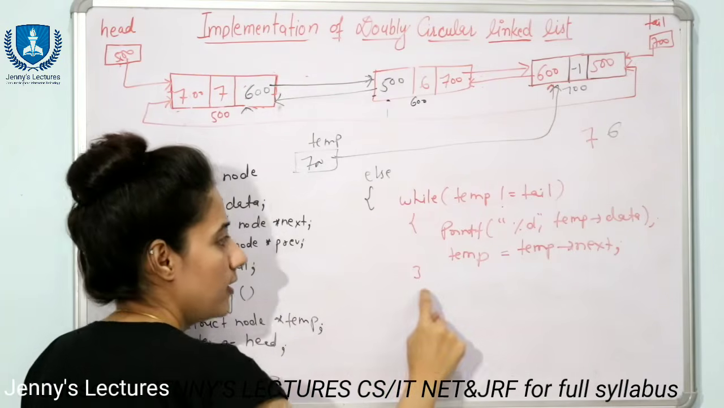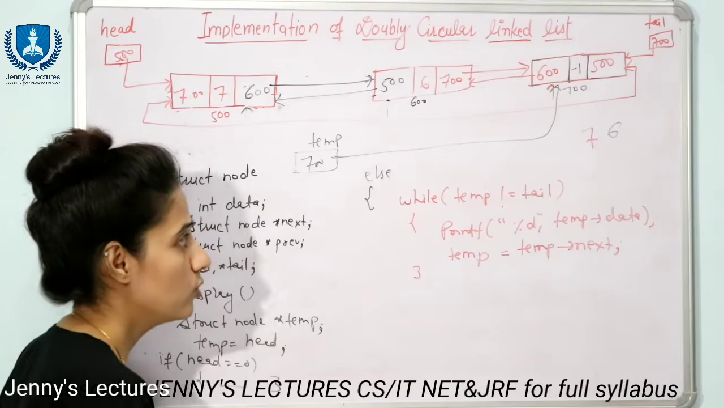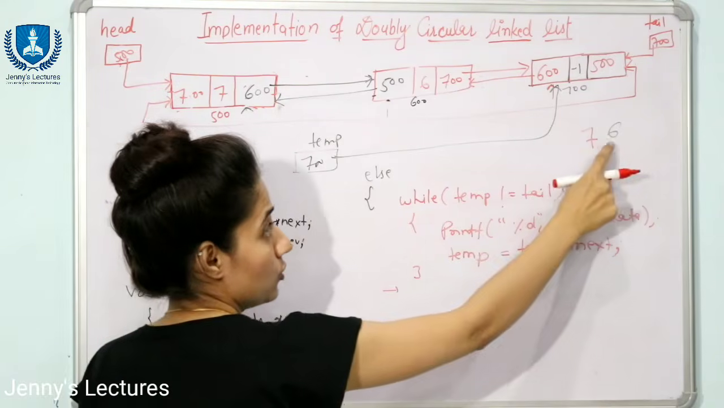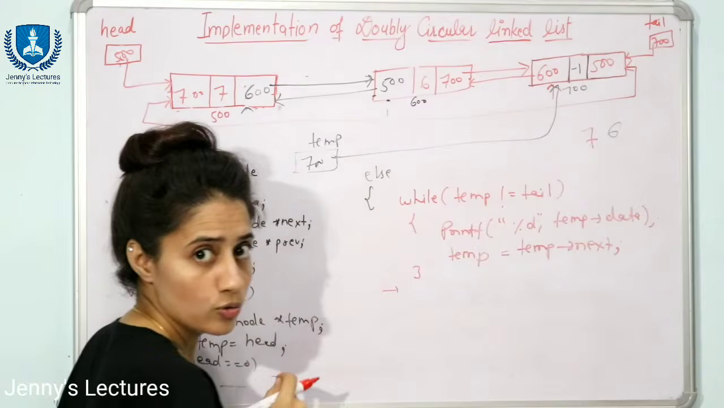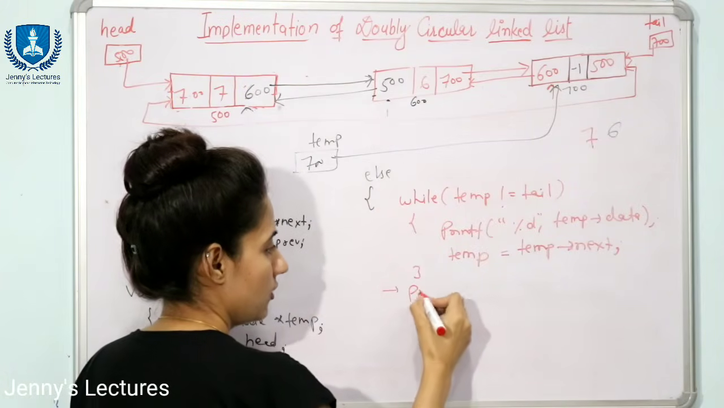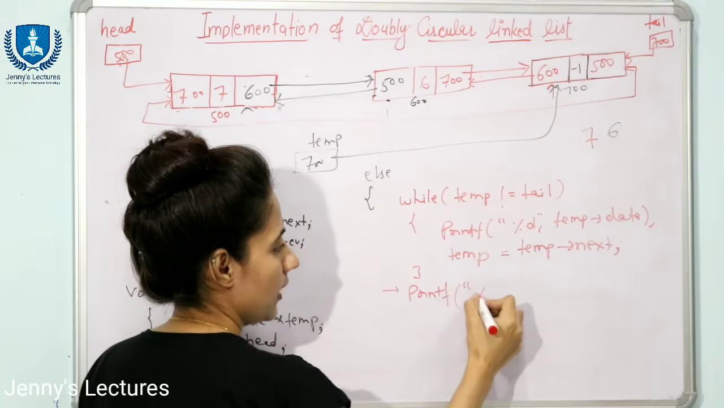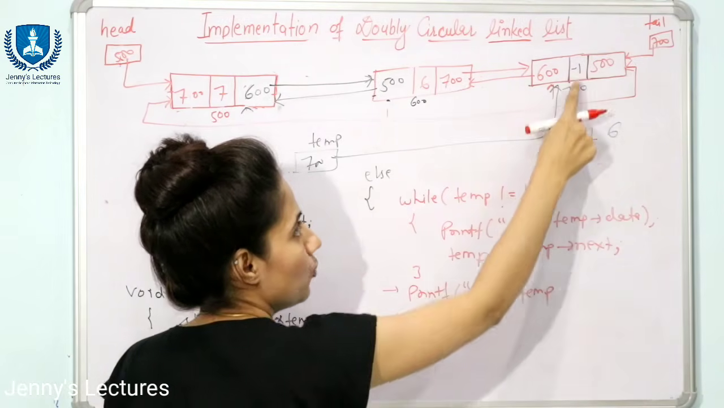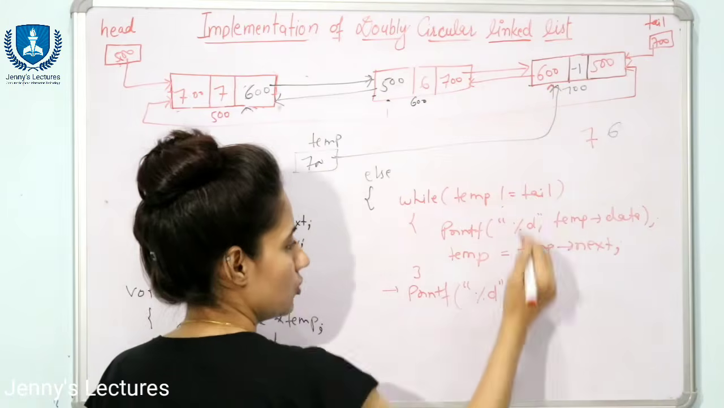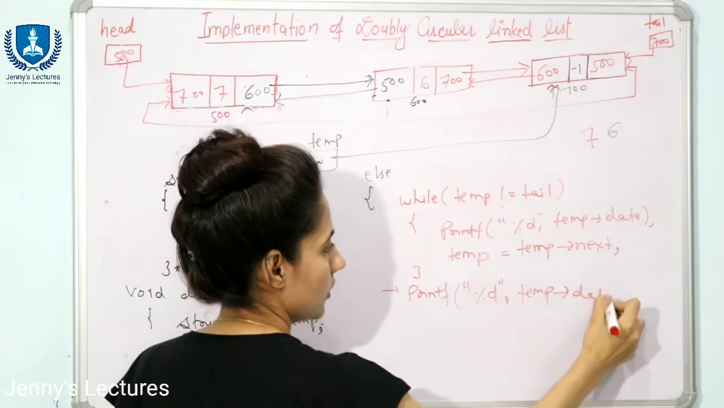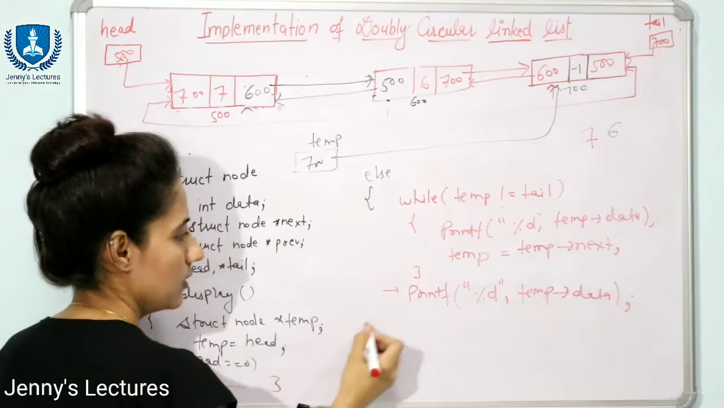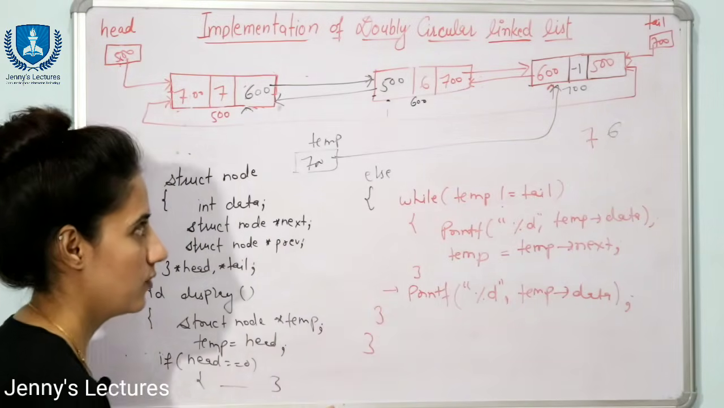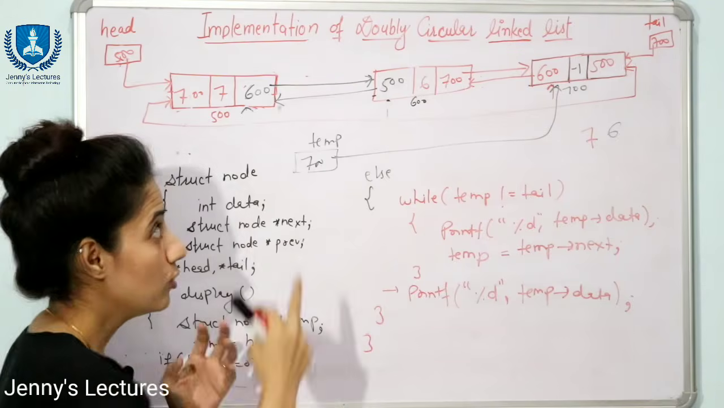So we will not enter into this loop, control will go out from this while loop. But now the output is only 7 and 6, we need to print this data also, right? So after this while loop you will write one more line, printf %d, and how can you print -1? See, temp is pointing to this node, so temp of data. After that close this else statement, and after that this display function. So this is how we are going to display the data.